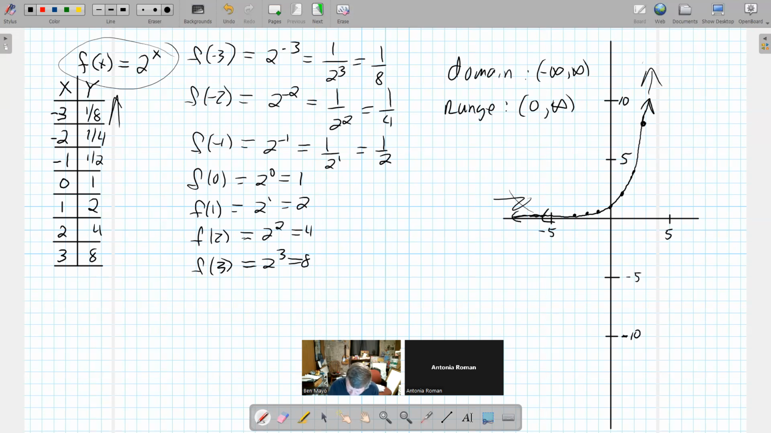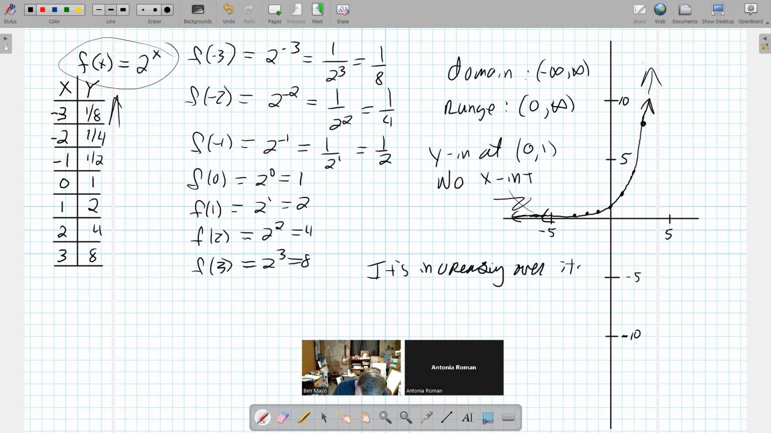Okay. Also, it has a y-intercept at 0, 1, and it has no x-intercept because it doesn't cut through the x-axis. We also say that it's increasing over its entire domain.